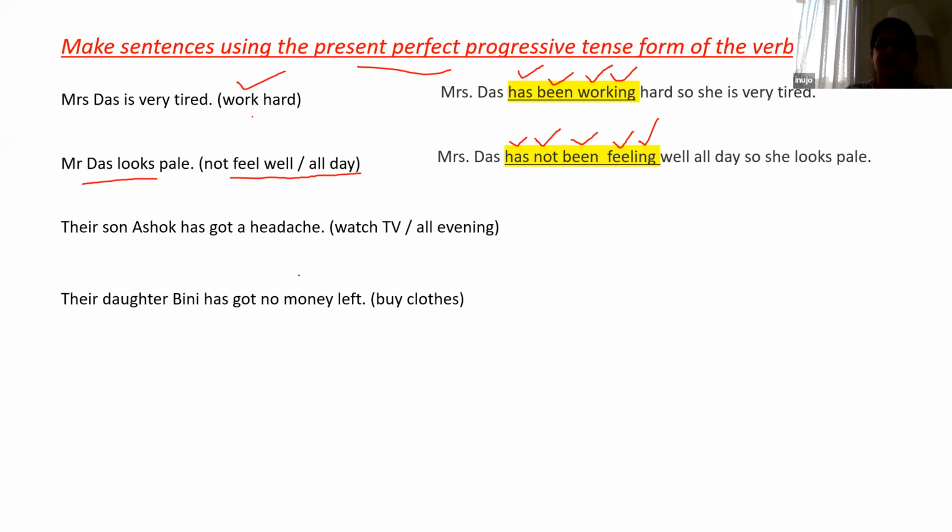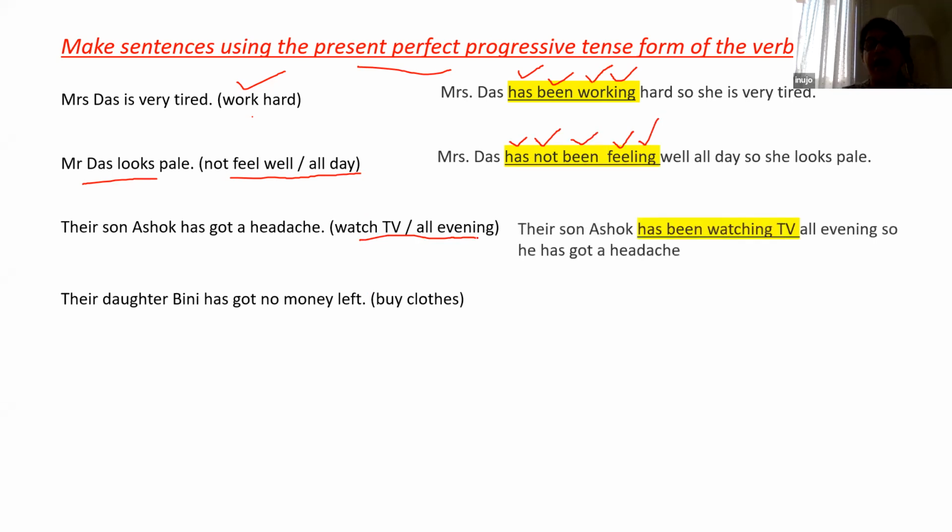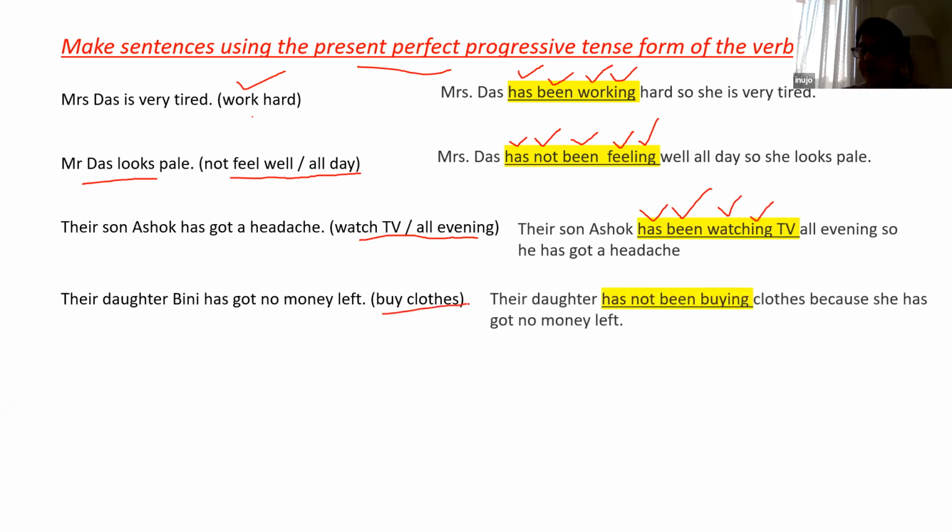Their son Ashok has got a headache. Watch TV all evening. How will you convert this into present perfect progressive tense? Their son Ashok has been watching TV. Has, again, plus been plus watch is your verb and ing. Their daughter Bini has got no money, buy clothes. The daughter has not been buying clothes because she has got no money left. Has, again negative sentence, so not, then been plus buy plus ing. This is very easy, children. Once you learn the format, to convert it is very easy. To change it into any kind of tense, it becomes very easy.